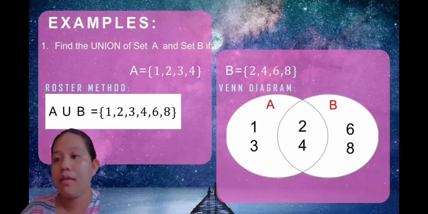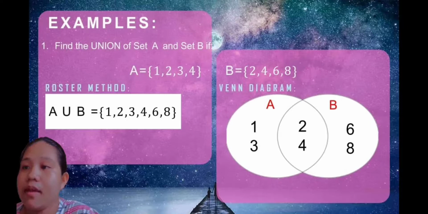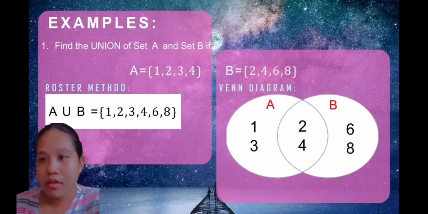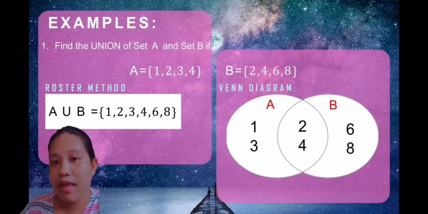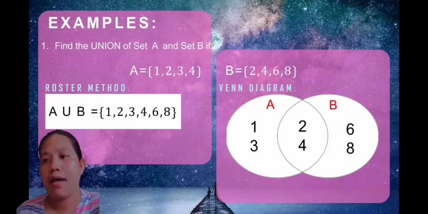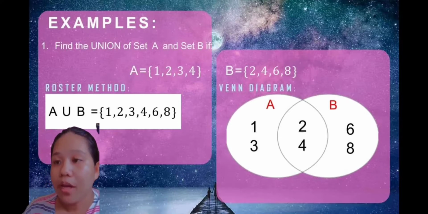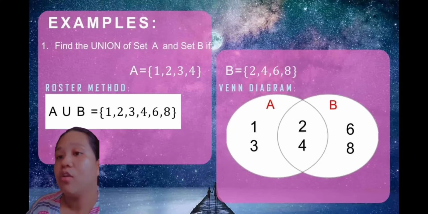So, next, yung another circle naman is, ang ilalagay natin doon is set B, which is yung 6 and 8. Element 6 and 8. Bakit? Kasi, yun lang din naman yung natitira pwera pa sa 2 and 4, which is dapat na nasa gitna kasi nga, yun yung common element ng both sets, which is yung set A and set B.